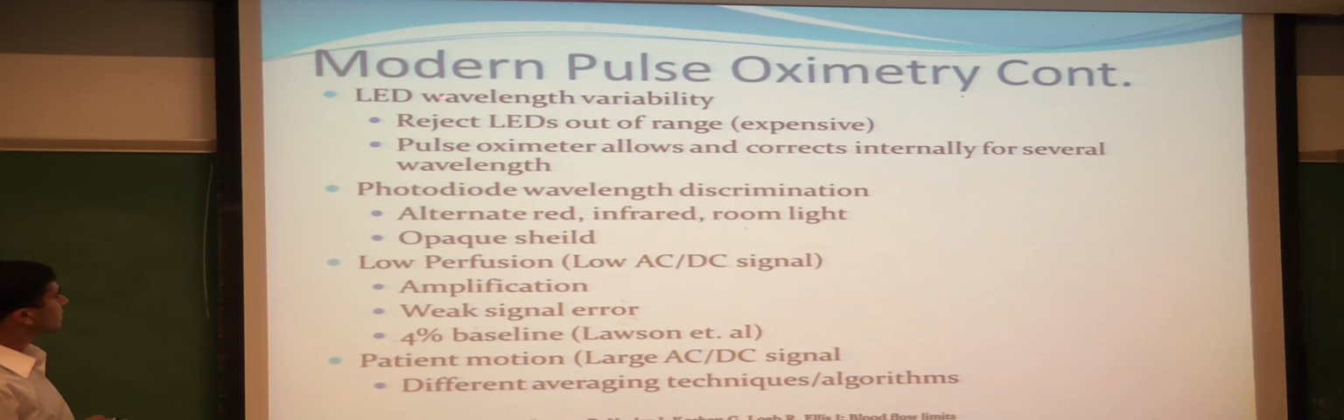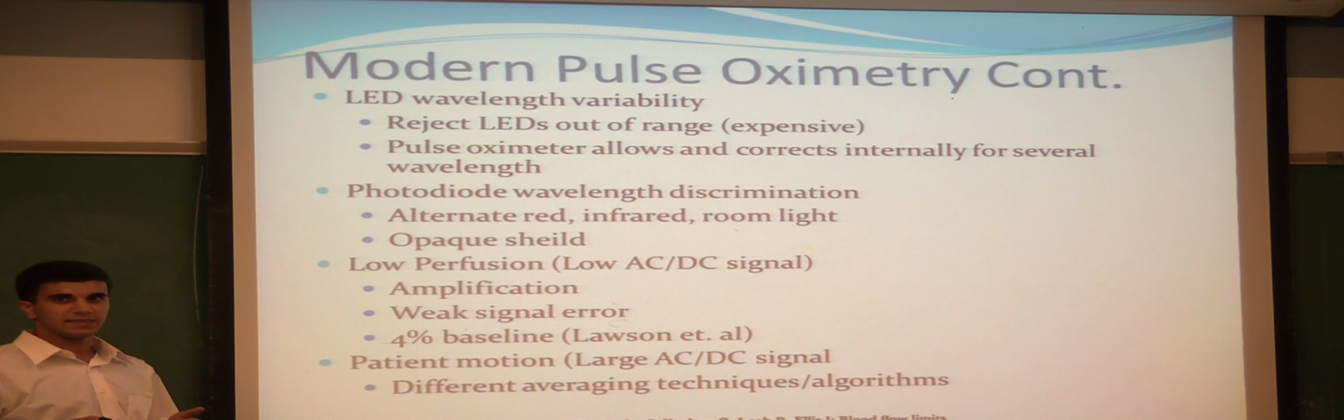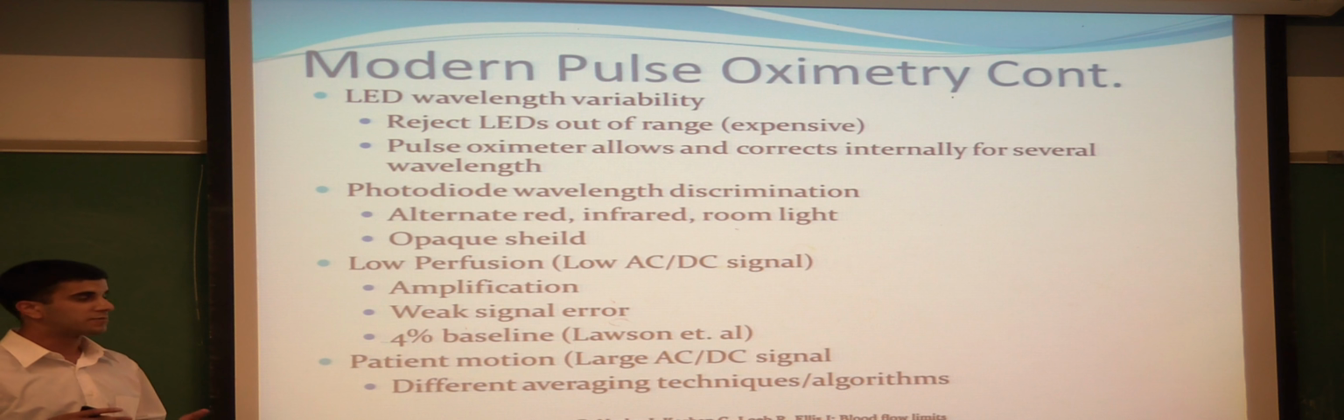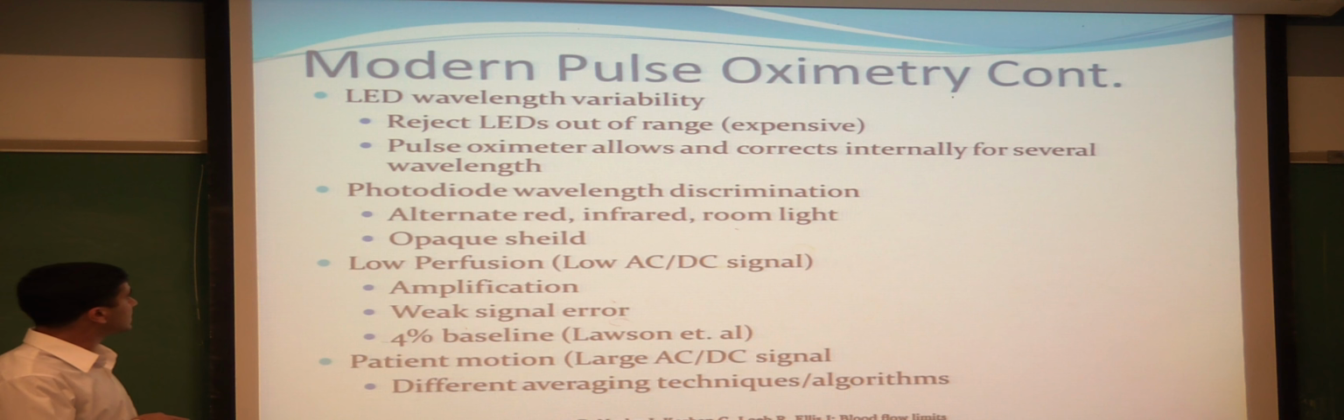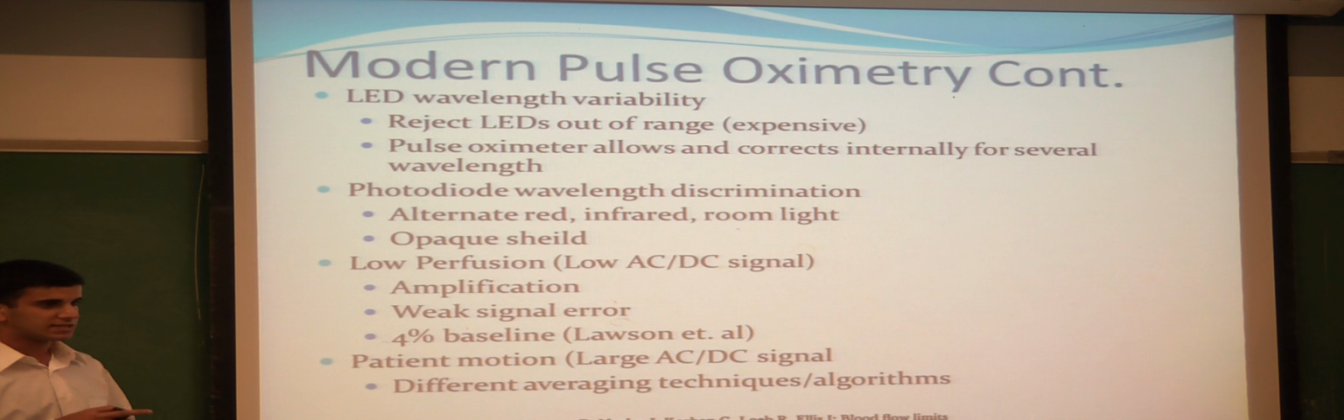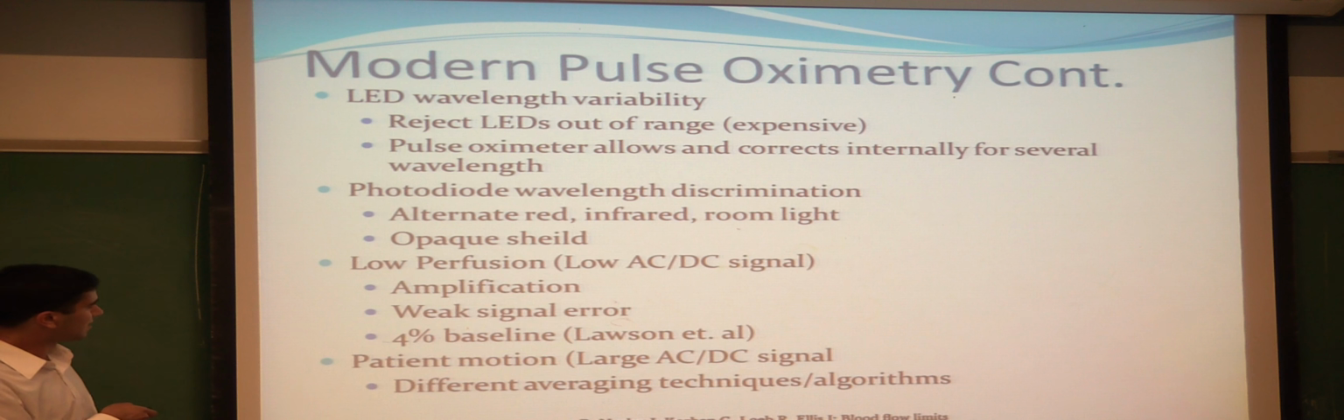Some other techniques: there's variability in the wavelength of the LED. One way would be to reject all the ones that are 5 or 10 nanometers apart, but that's too expensive. So instead, they have software to adjust for these differences. Also, the pulse oximeter can't differentiate between the lights coming back, so it shines one light, then stops, then the other light, then the room light. Through this, it's able to distinguish which one's there. There's also an opaque shield, which does not allow light to go through.